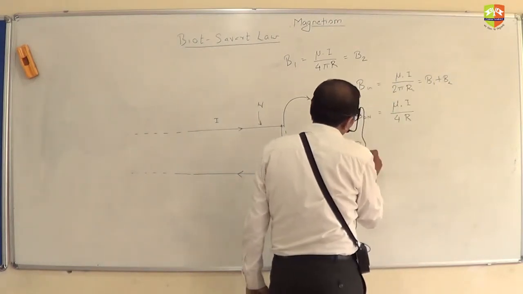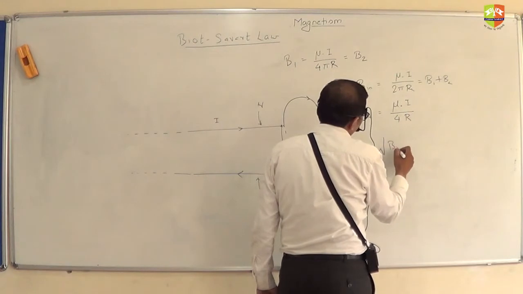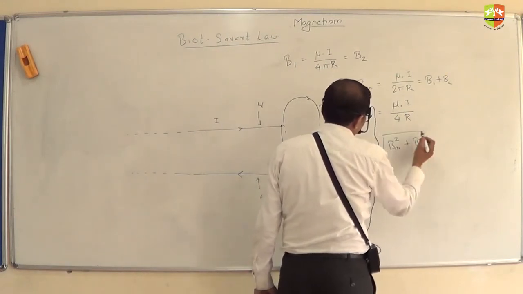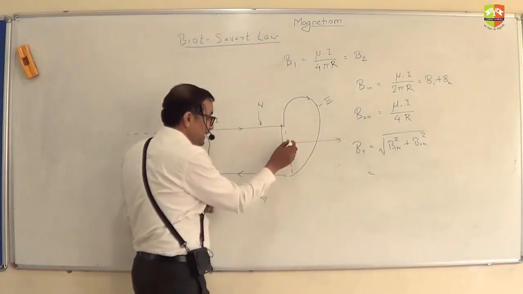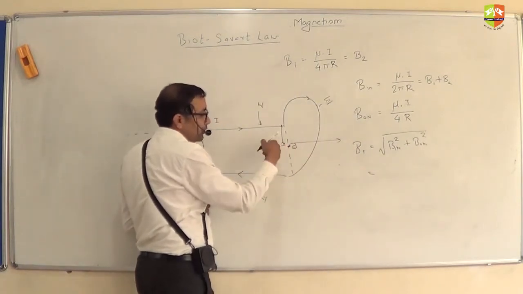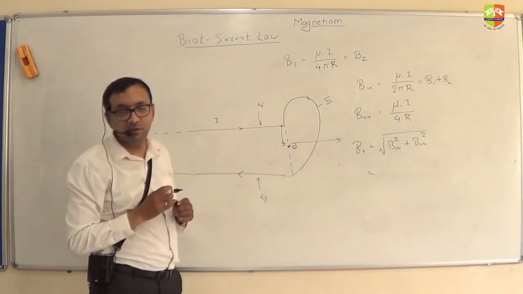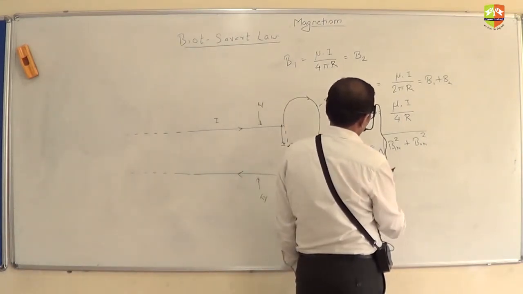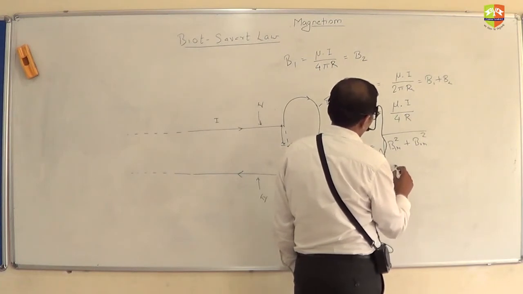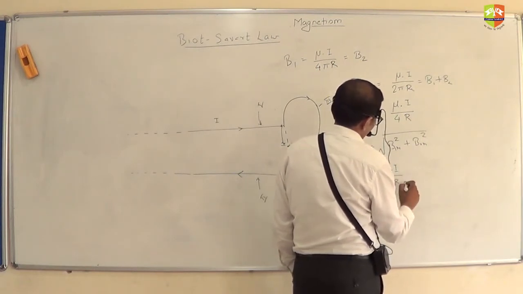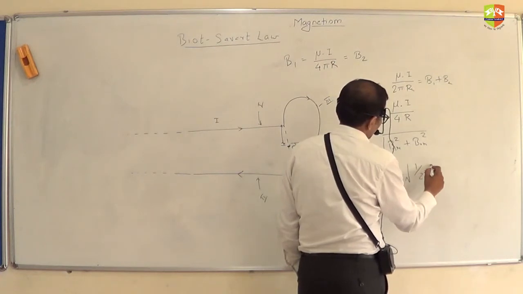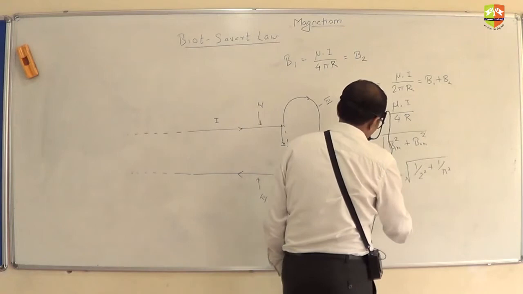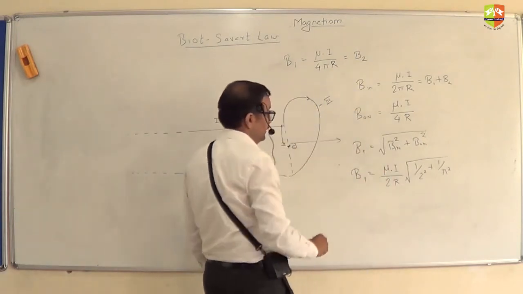So what will the total magnetic field be? Under root of B into the plane squared plus B in the plane squared, because the field into the board is perpendicular to whatever is in the plane of the board. So you have to add them like vectors. So you will get mu naught I by 2R times root of (1 by pi) squared plus (1 by 2) squared. So this is the total magnetic field.